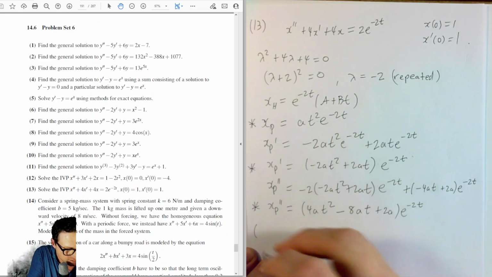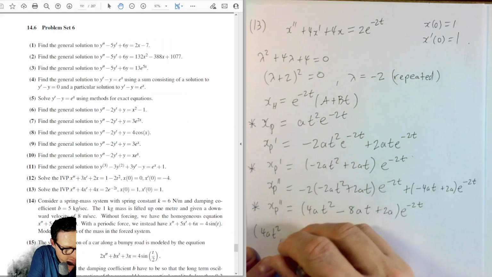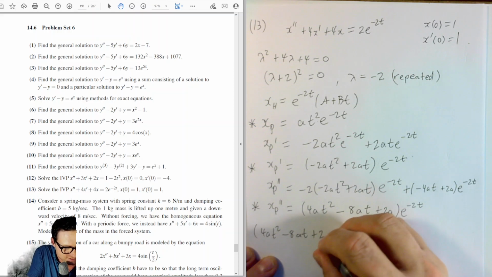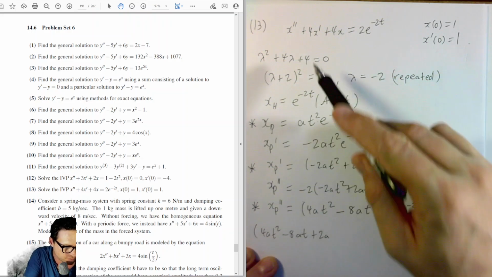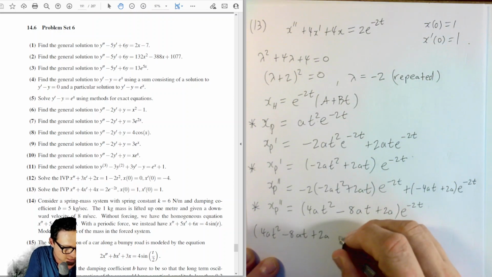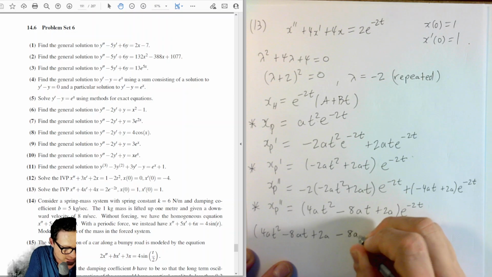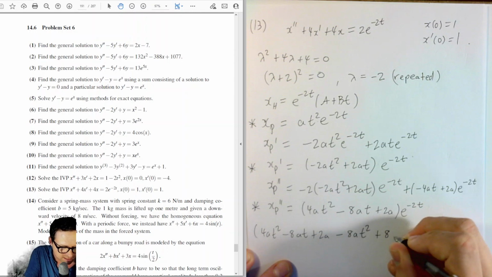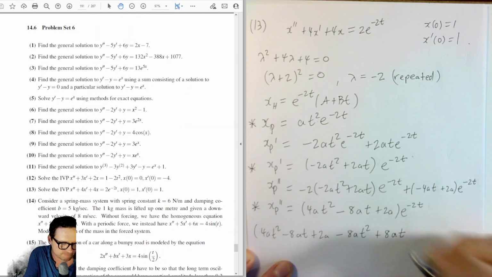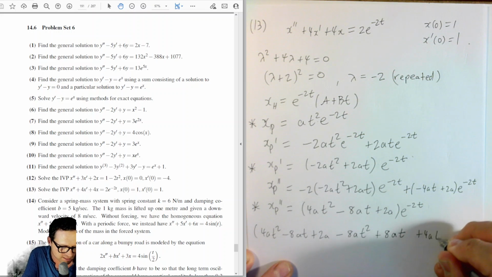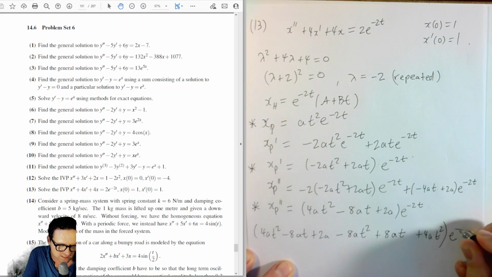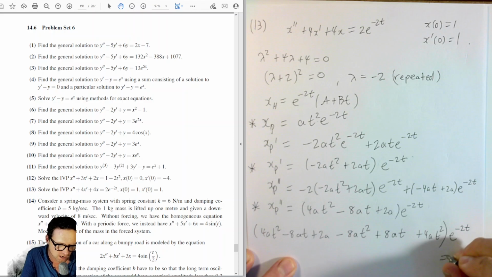So then we have 4at squared minus 8at plus 2a times e to the minus 2t, but I'll leave that for last. Okay, and then 4 of these, which gives us minus 8at squared plus 8at, and then we have a plus another 4 of these. So plus 4at squared, and all of this is times e to the minus 2t. And then this is equal to the right-hand side, 2e to the minus 2t.